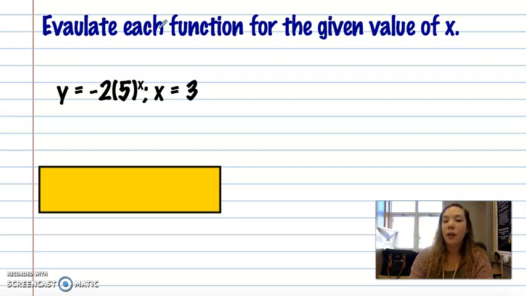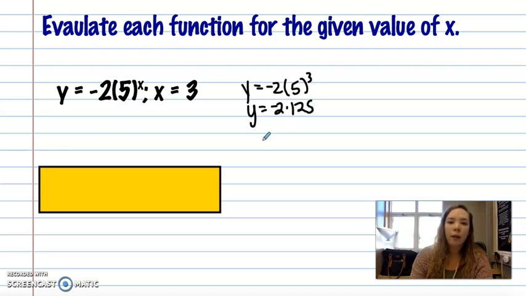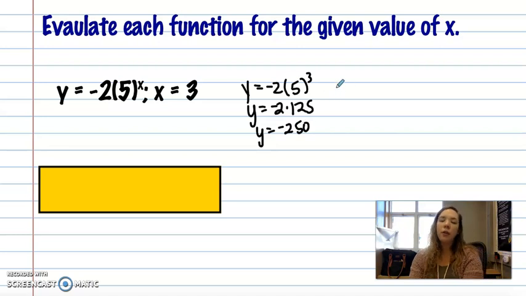All right, this says evaluate each function for the given value of x. That means we're going to plug in 3 for x. So I would have y equals negative 2 times 5 to the 3rd, and then we're just going to simplify. So negative 2 times 125 is negative 250. Okay, so you do have to follow your order of operations. You have to do exponents and then multiply second.